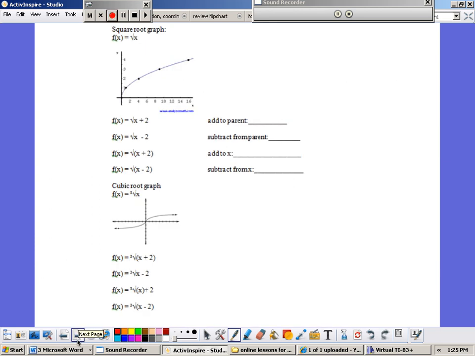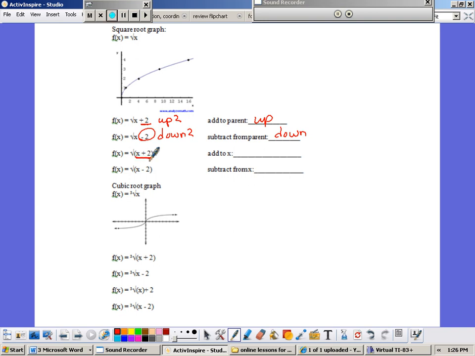Okay, so this is the square root graph, or the parent graph of the square root. Now, I wanted to tell you, every time you do something to this parent graph, it's going to move it one way or the other. Anytime you add to the parent graph, it moves it up. So this is moving it up too. Add to the parent graph, it goes up. So this one's up too. Anytime you subtract from the parent graph, it goes down. So this is moving down too.